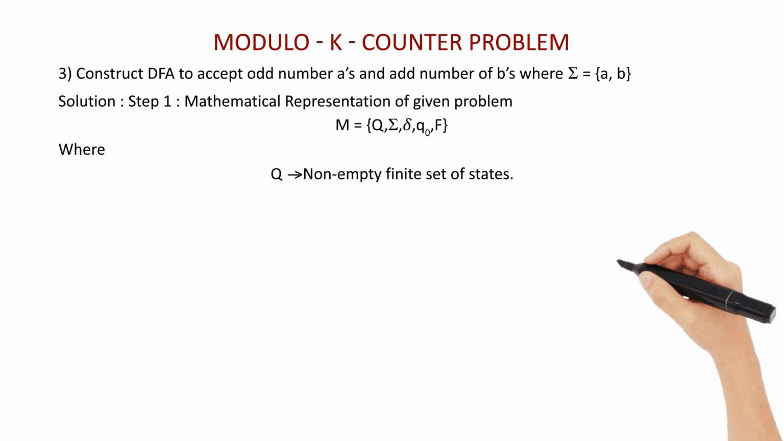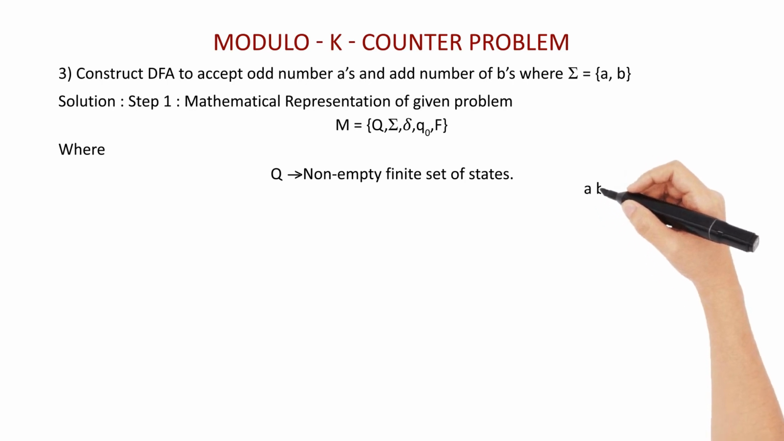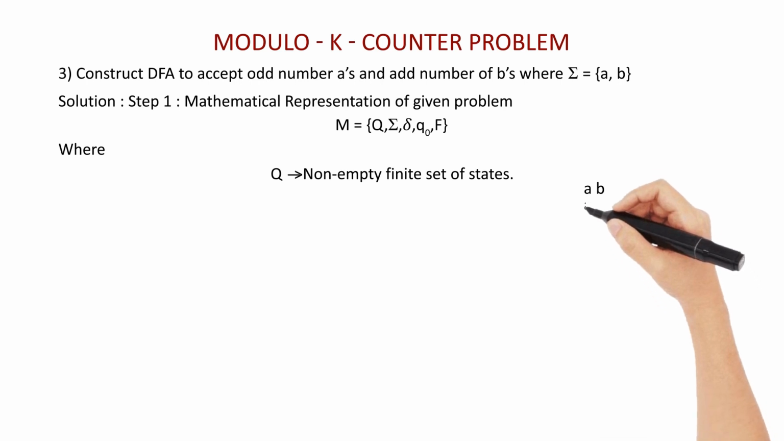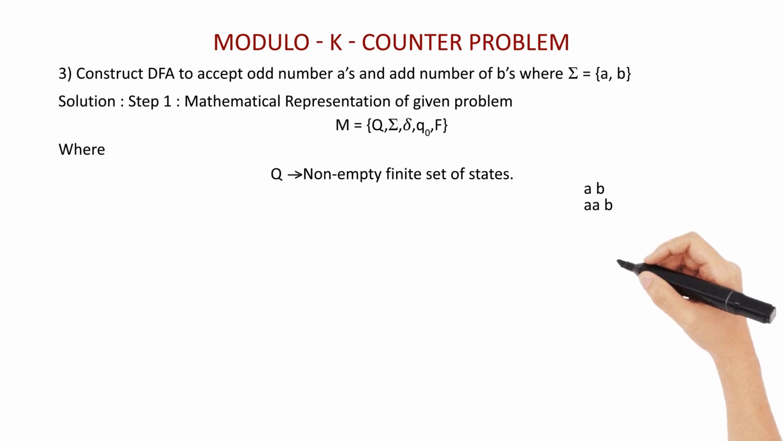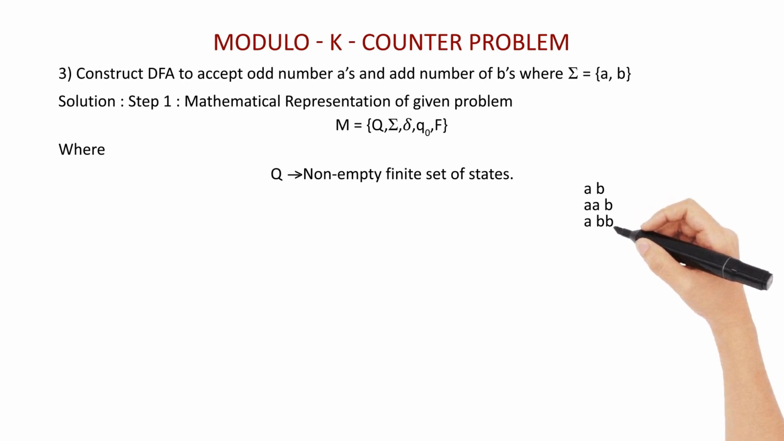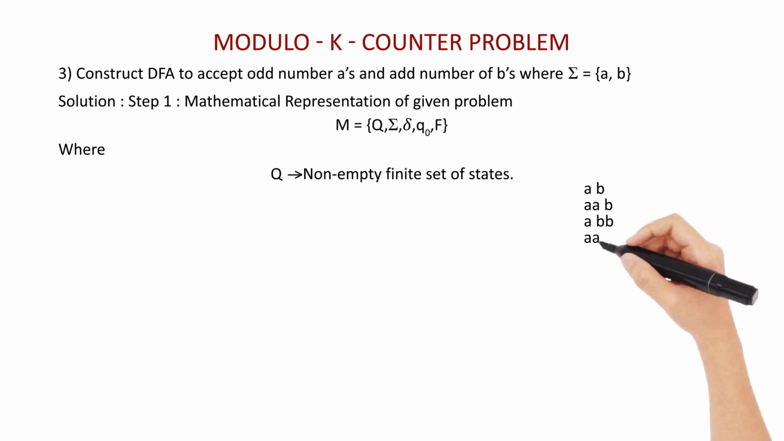What are the given inputs? The given inputs are A and B. What does the problem statement say? We need to construct a DFA machine which will accept odd number of A's and odd number of B's. With the given inputs, I need to write all the permutations of the input symbols, that is all the permutations and combinations with the given inputs.